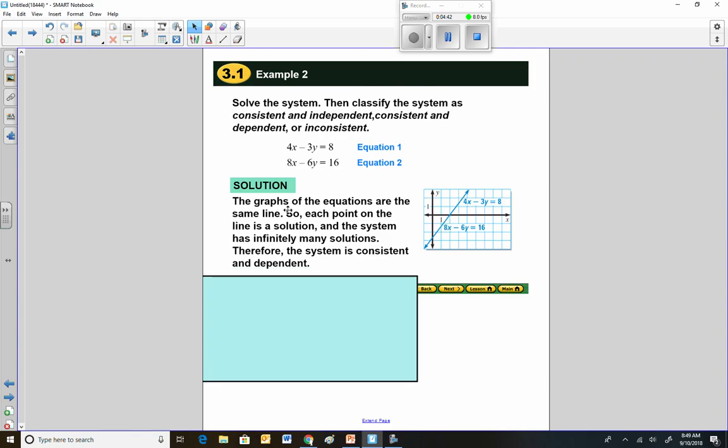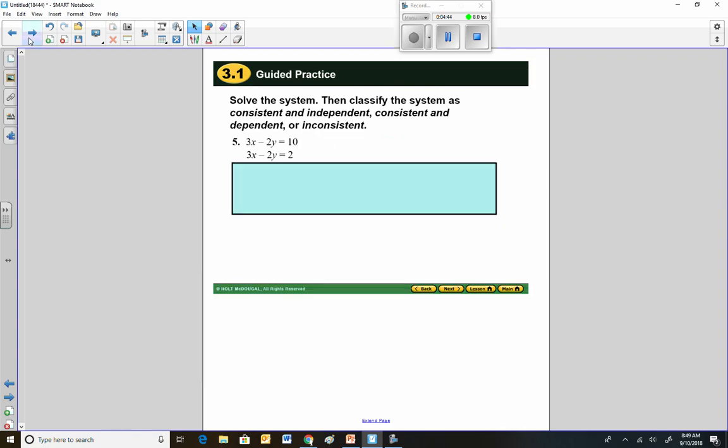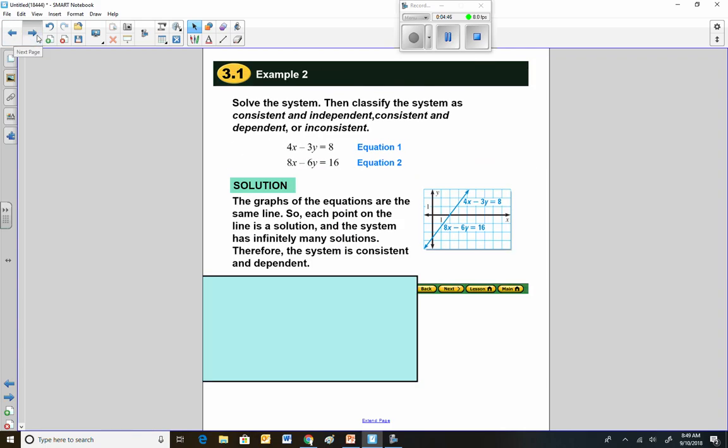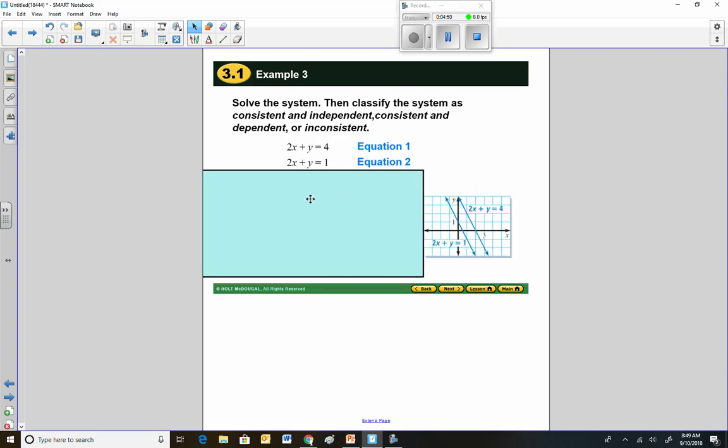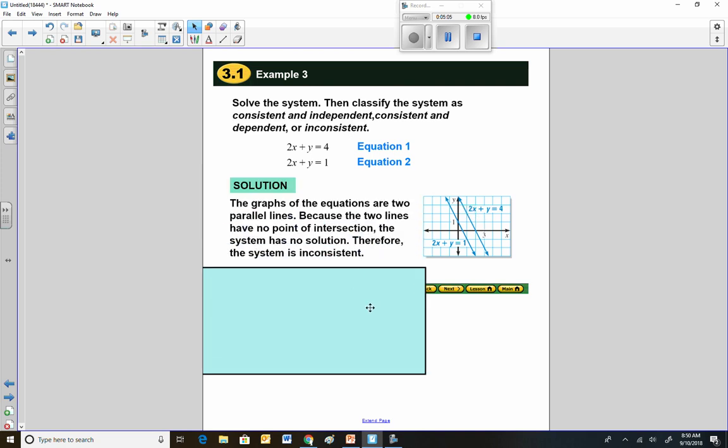All right, let's try another. Okay, we graph these 2 lines. Oh, they're parallel. Well, if they're parallel lines, we get consistent and dependent. Nope, we get inconsistent, guys. They're inconsistent. They're never going to intersect, so they're inconsistent. And voila.